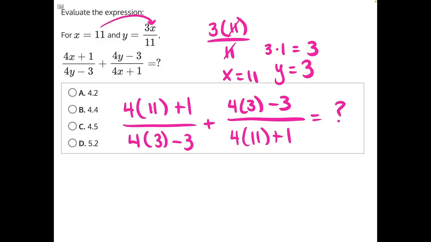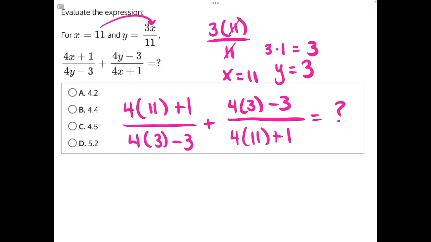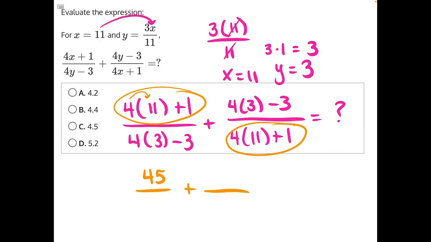And now we can begin to evaluate. So let's start to simplify. We can first simplify these two since these are the exact same. The same math will be applied to both. 4 times 11 would give us 44, plus 1 would give us 45. So we have 45 in this numerator plus 45 in this denominator.